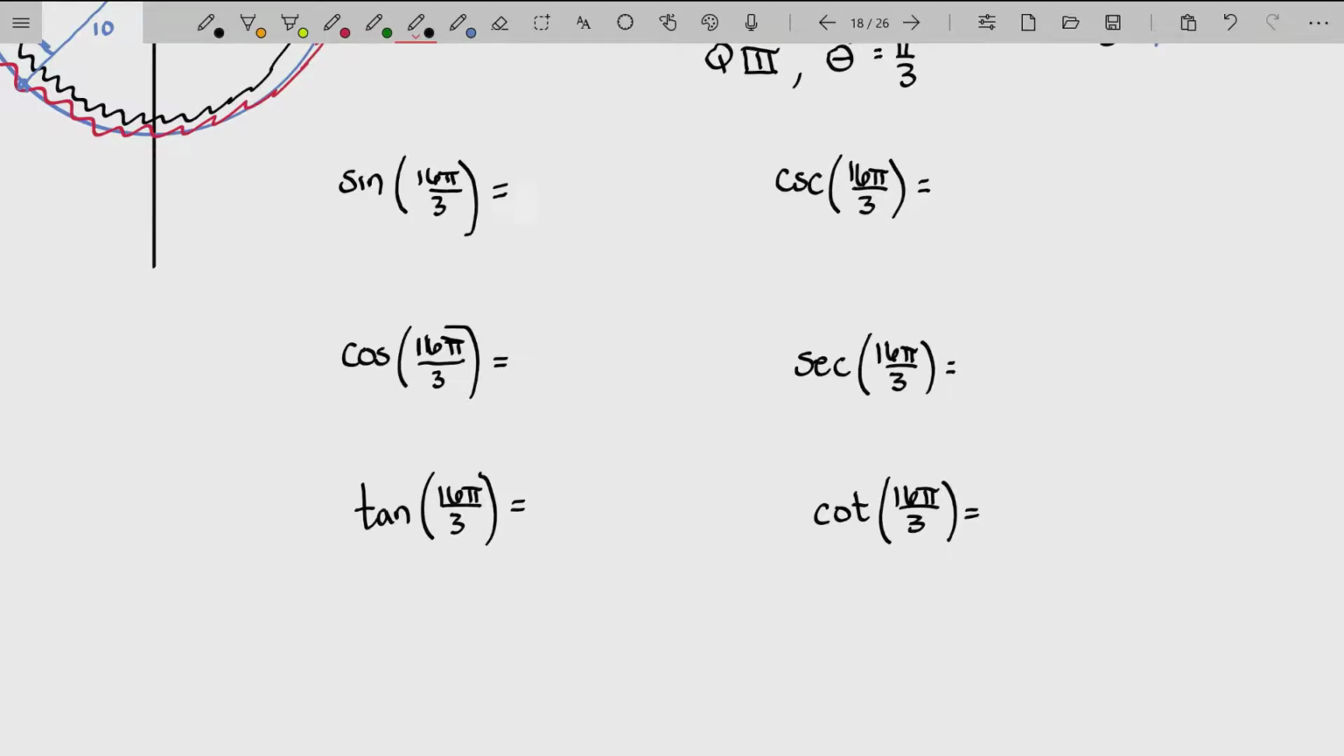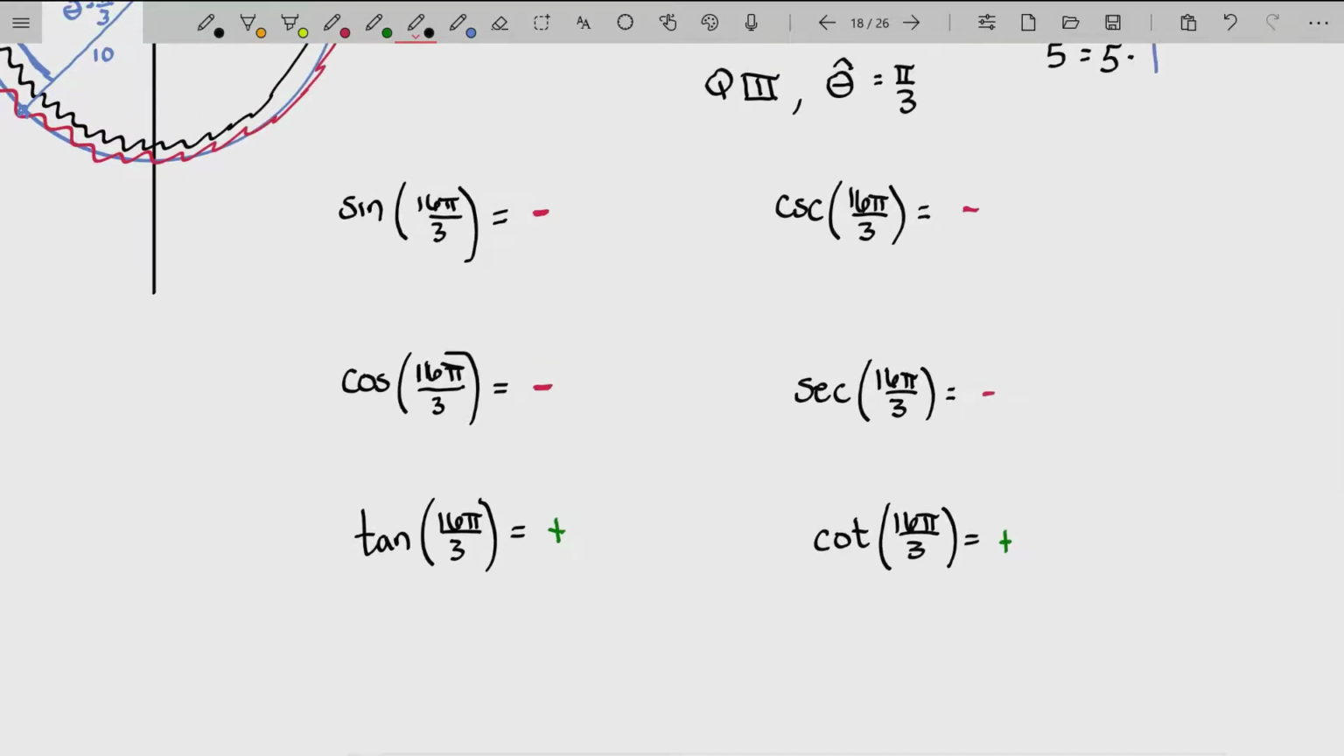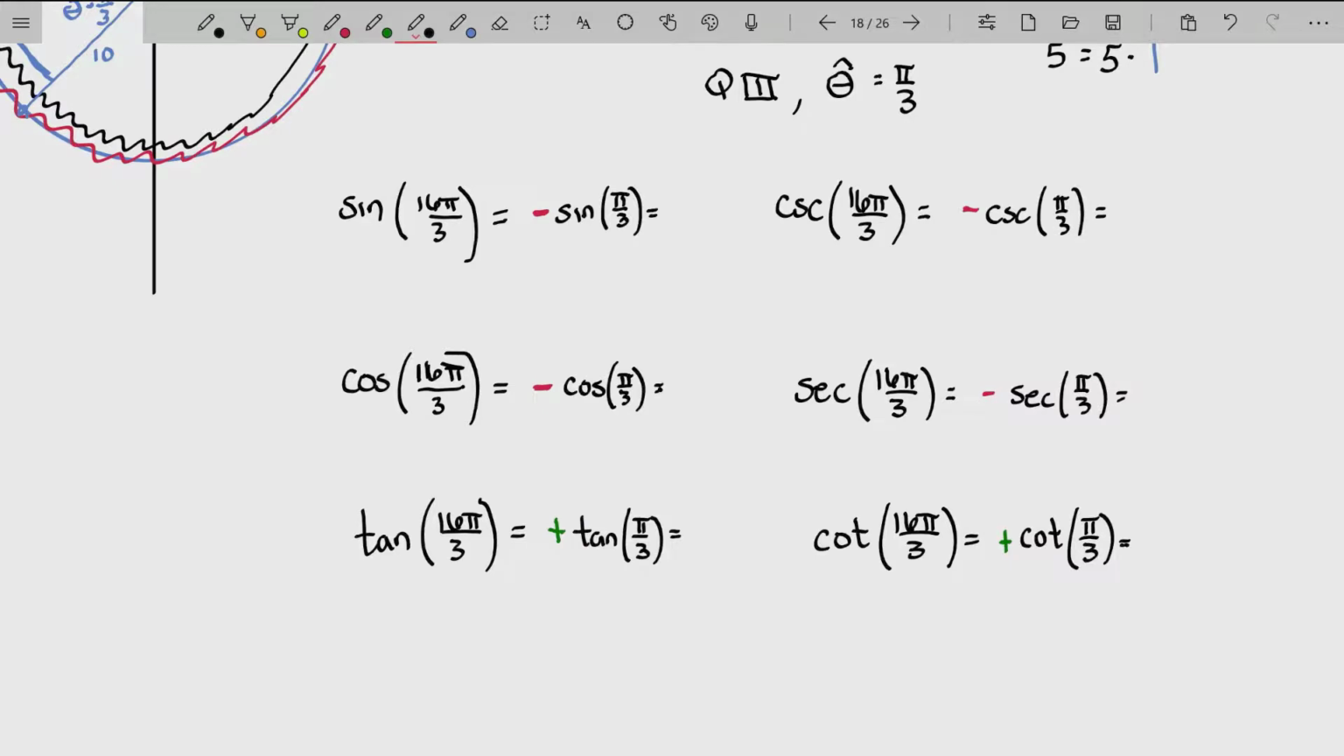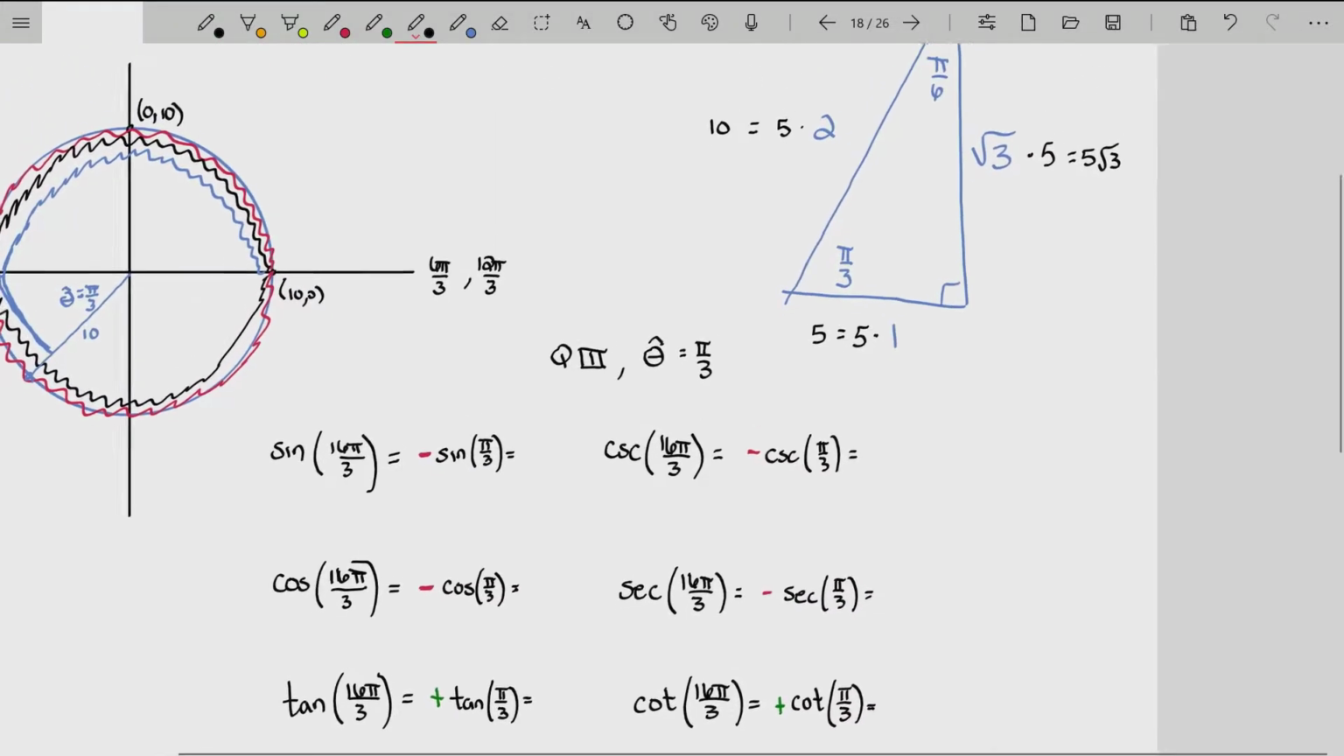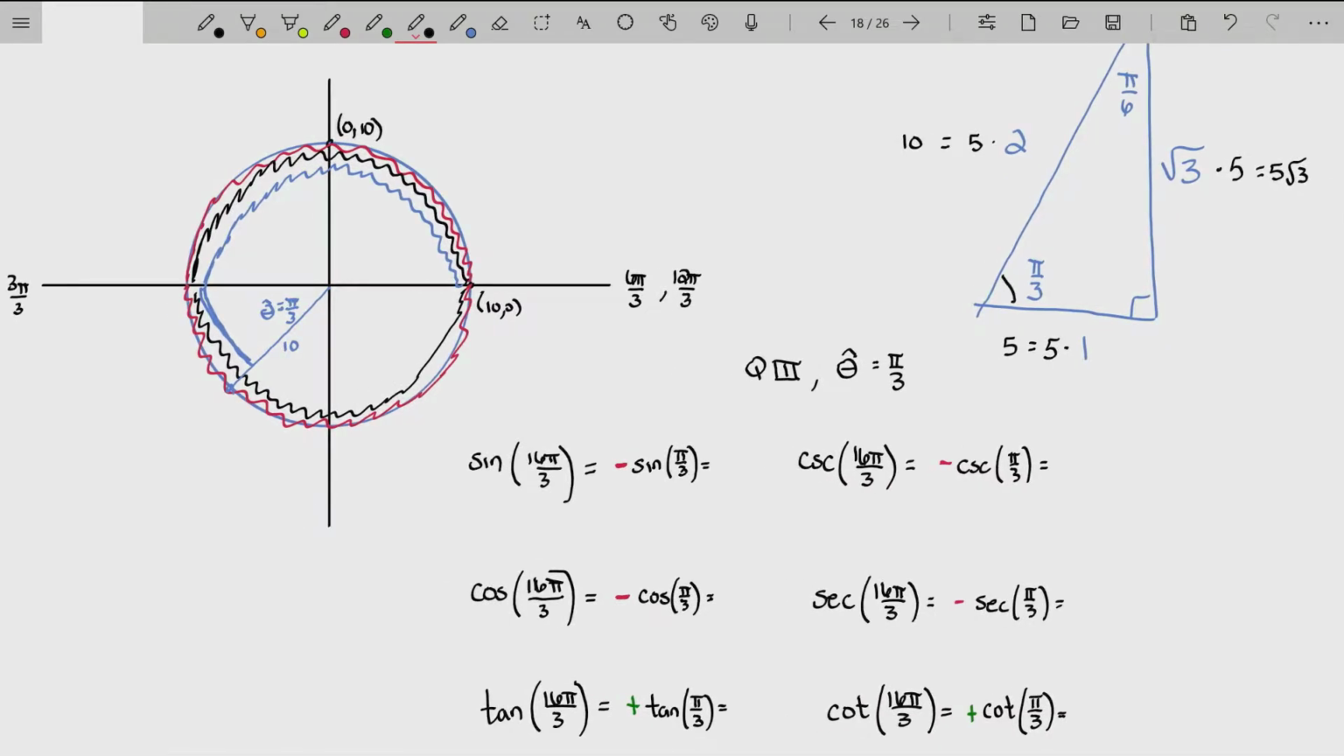So let me go ahead and write down all the trig functions here. And now we'll start considering the quadrant. Since we're in quadrant 3, I know the sine will be negative, the cosine will be negative, the tangent is positive in quadrant 3, and of course, therefore, the reciprocals: the cosecant's negative, the secant's negative, and the cotangent will be positive as well. All right, now let's consider the actual trig functions evaluated at the reference angle, which is pi over 3. Let's look at our triangle up here. Pi over 3 is this angle right here.